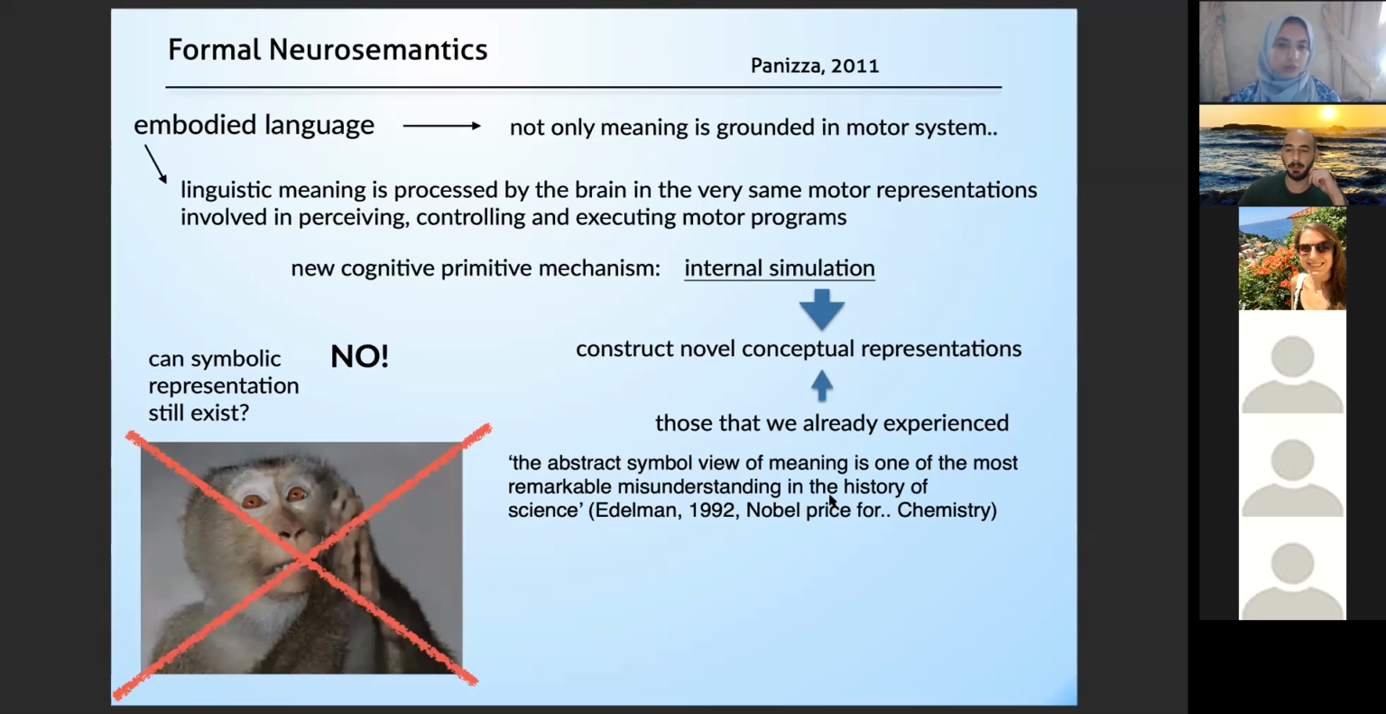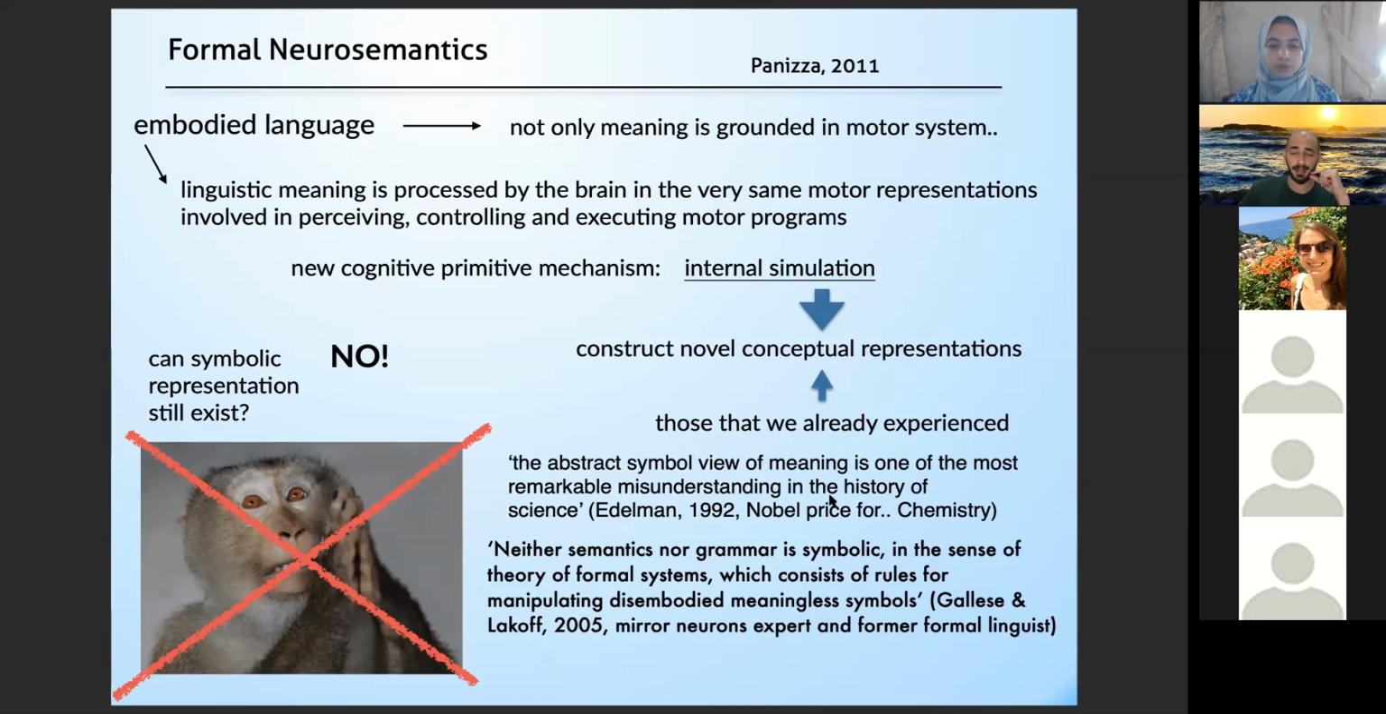And some of the hardcore people in this framework will say, no. The abstract symbol view of meaning is one of the most remarkable misunderstandings in the history of science, said Edelman, who got a Nobel Prize, in fact for medicine. So, you know, he probably might be wrong. But also Gallese and Lakoff, super famous philosopher Lakoff, super famous neuroscientist Gallese: neither semantics nor grammar is symbolic in the sense of theory of formal systems, which consist of rules manipulating disembodied, meaningless symbols, okay? Now, if you want to read a critique of this approach, read my review, which you can find in the paper pool, but we're not going to spend a lot of time on this.